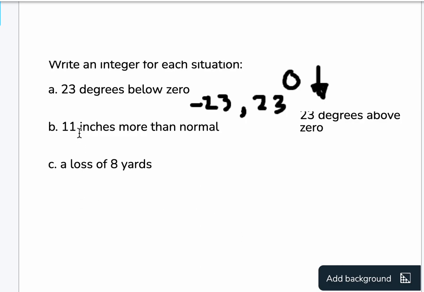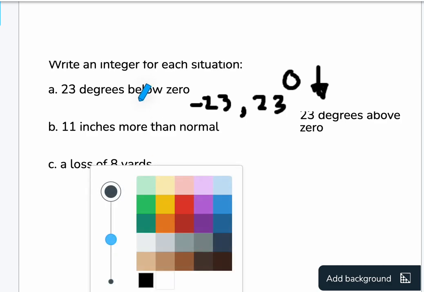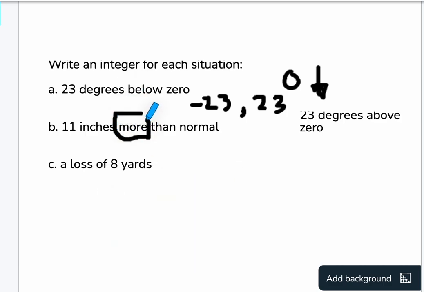Okay, let's go to B. 11 inches more than normal. Well, if it's more than normal, that's the key word here. You know it has to be positive, right? So we're going to put 11, and the opposite of that is a negative 11. And then its opposite, negative 11, what would that mean? Well, if 11 is 11 inches more, then negative would be 11 inches less than normal.